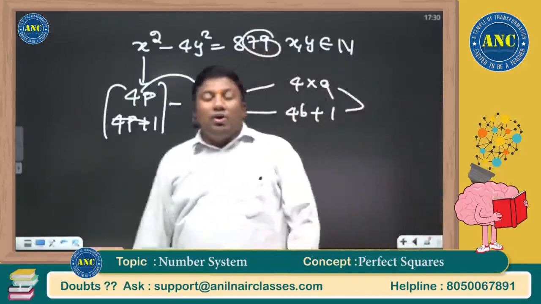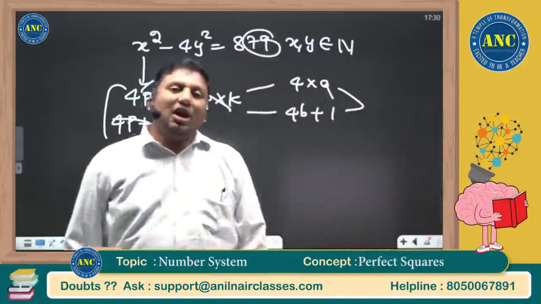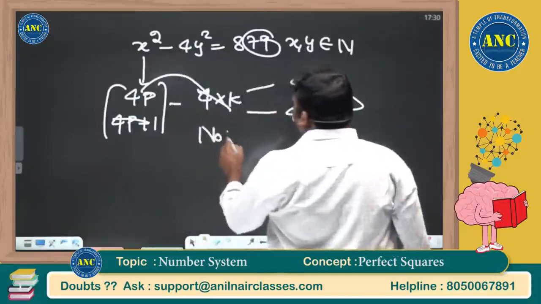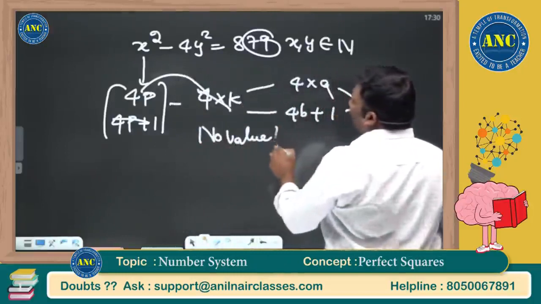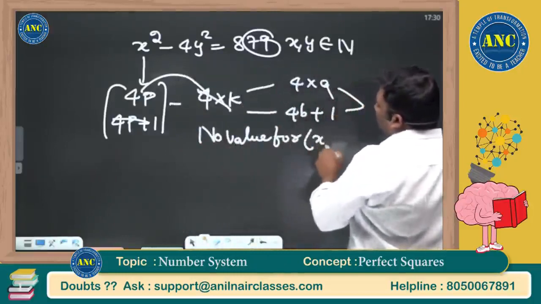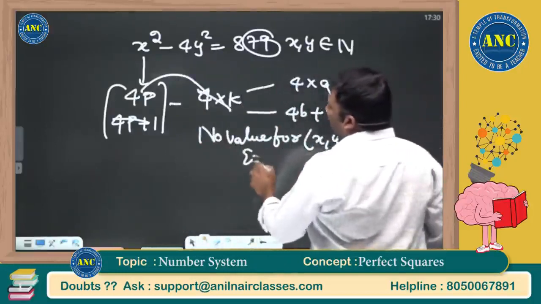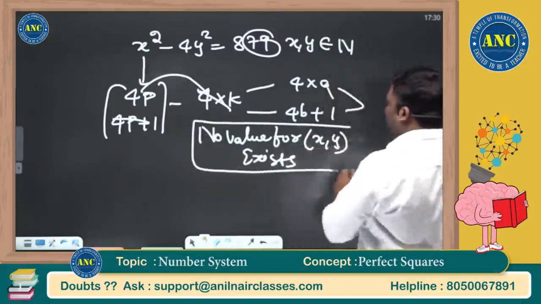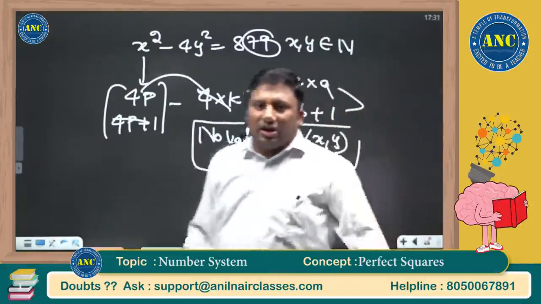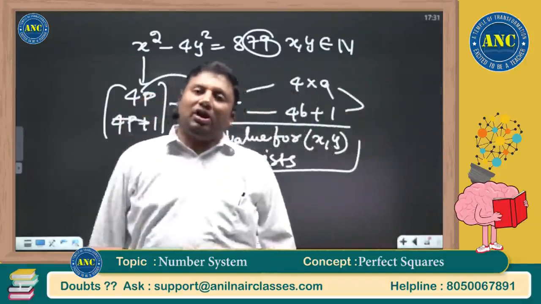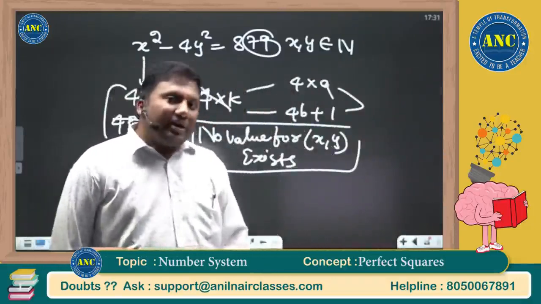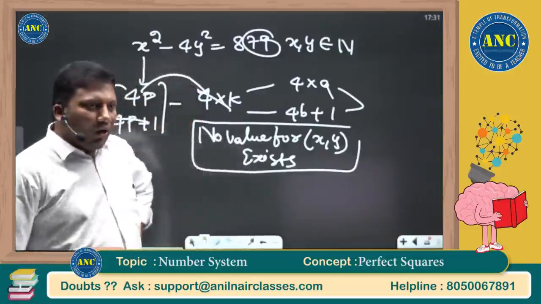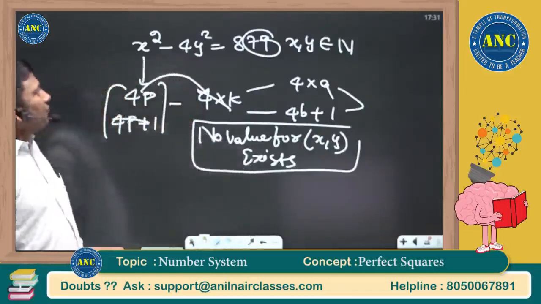879 is 4 into 219 plus 3. The 4k plus 3 form does not arise. What is the answer for this question? No value for x, y exists. This is how the questions are prepared. This is how I prepare the questions for the mock papers for my enrolled students. I generally sit and spend a lot of time making a student understand whether their foundation is good or not. I hope this is clear.